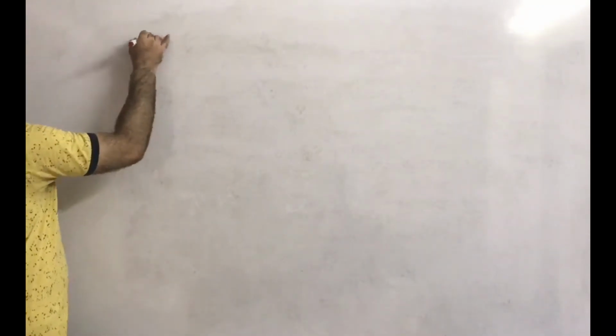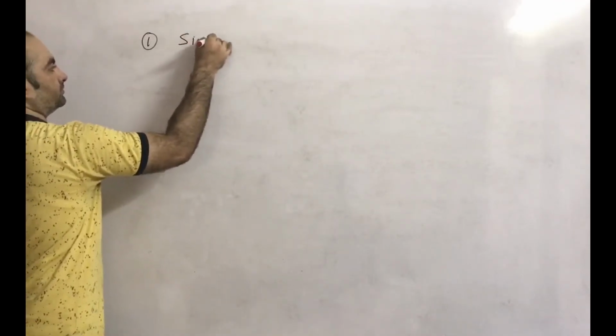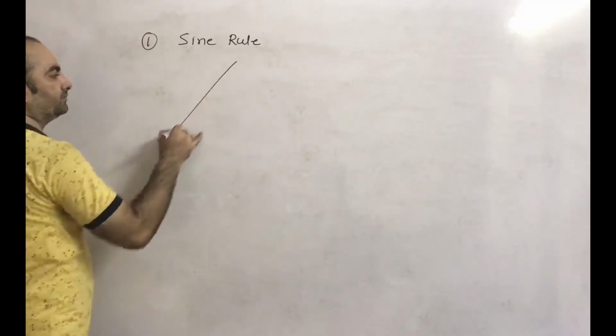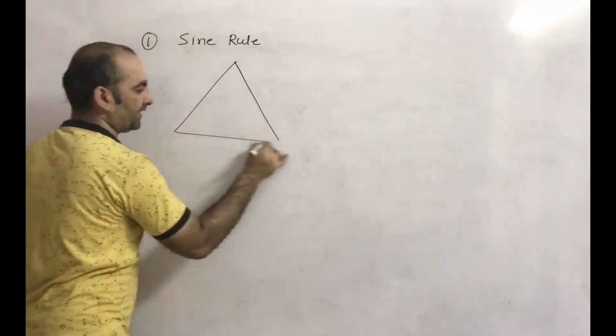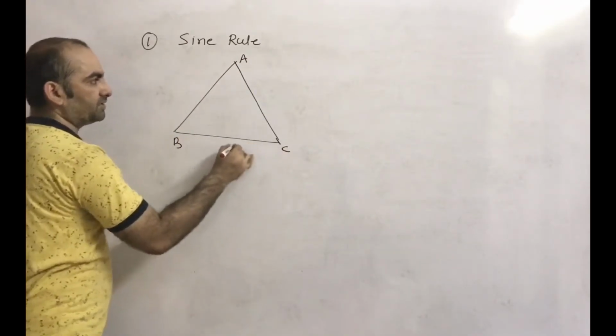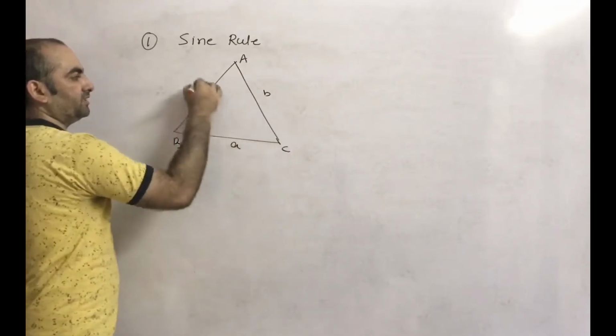In this chapter, the first topic is sine rule. First is sine rule. What is sine rule? We have a triangle. This triangle is A, B, C. So opposite sides are small a, this one is small b, and this one is small c.